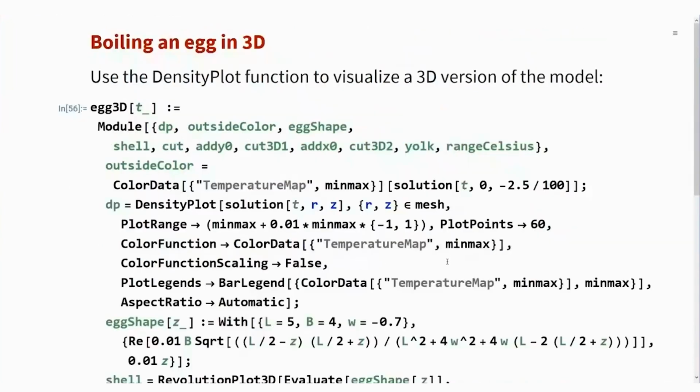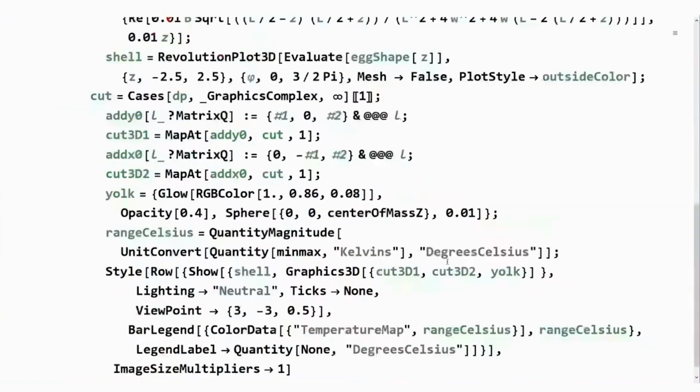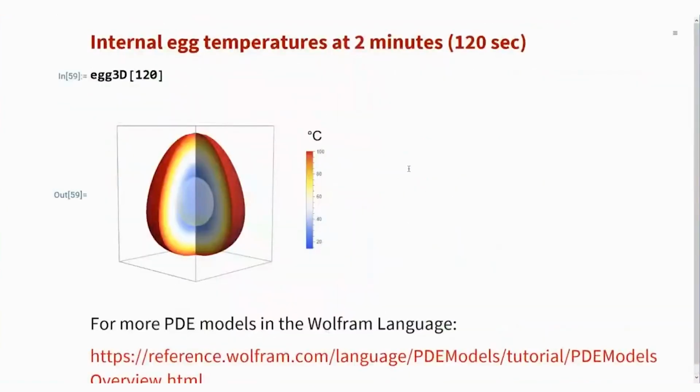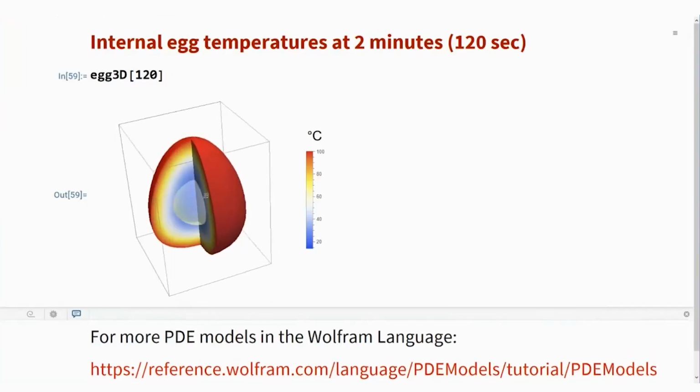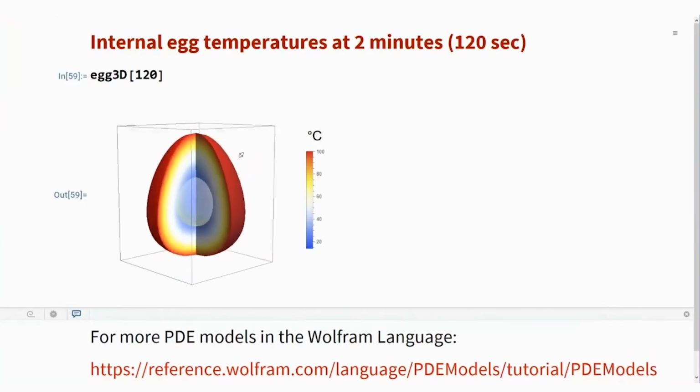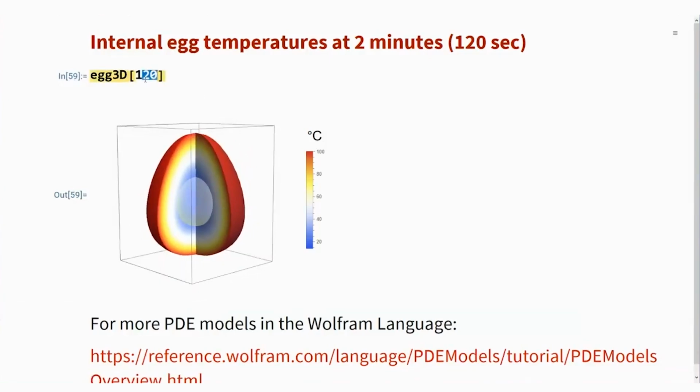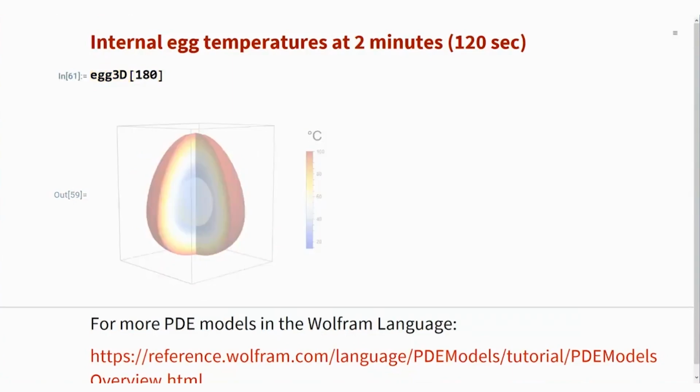And that's boiling this egg using that initial solution, that room temperature egg. We're going to use the density plot function to visualize a 3D version of the model. And so our first example here is showing the internal temperature at 2 minutes, 120 seconds. And the great part about this is you can twirl that around and see different perspectives of that. So that's at 120. But I tell you what, now we're saying, okay, what does my egg look like at 3 minutes? Let's see what happens here.